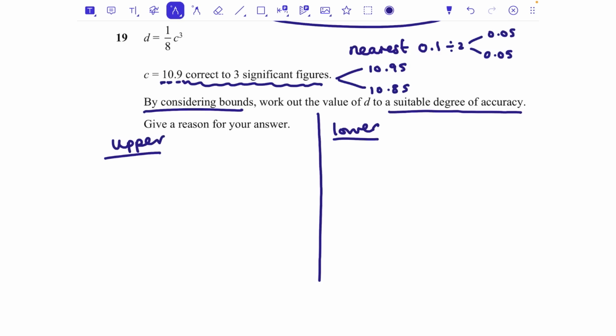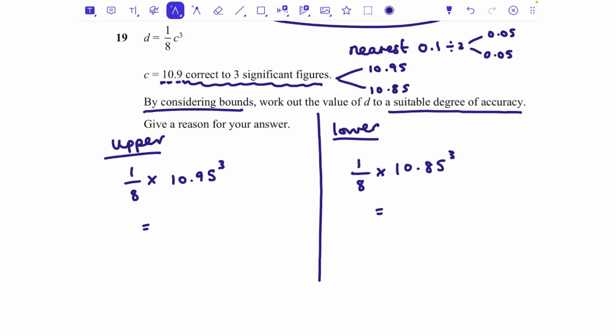Now to get D, it is 1/8 multiplied by C cubed. Sometimes when the letter is on the bottom of the fraction, we need to think about whether we need to use the lower value to make it bigger and the upper value to make it smaller. But here it's just very straightforward. We are just cubing C. So the bigger C is the bigger it's going to go, and the smaller C is the smaller it's going to go. So for the upper bound, we're going to do 1/8 times 10.95 cubed. And for the lower bound, it's going to be 1/8 times 10.85 cubed.